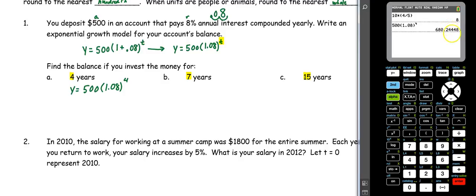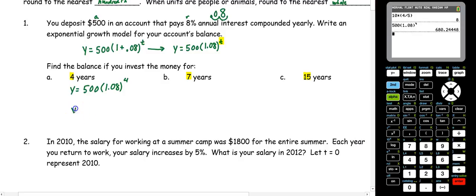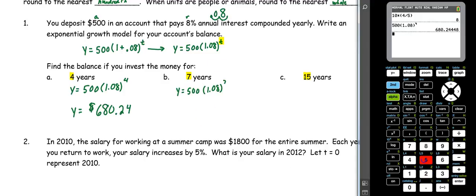Nearest hundredth is 2 decimal places. So remember, we look at the number next to the second decimal place, which in this case is a 4. 4 tells us that we stay the same. So this rounds to $680.24. Now we're going to do the same thing with 7 years. So y equals 500 times 1.08 to the 7th. 500 times 1.08 in parentheses, caret 7.